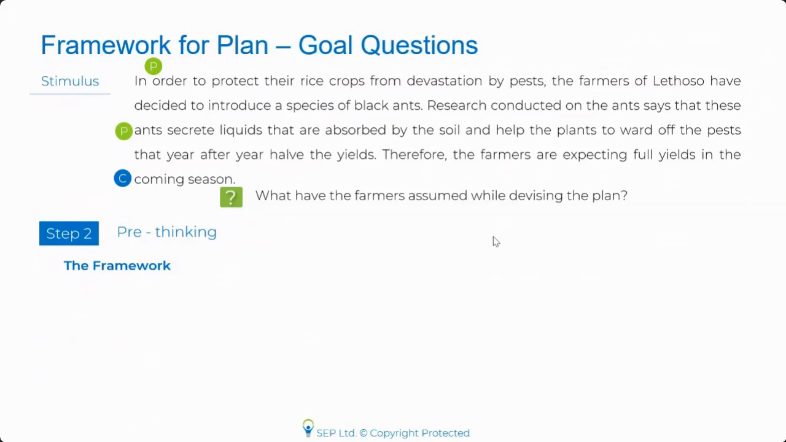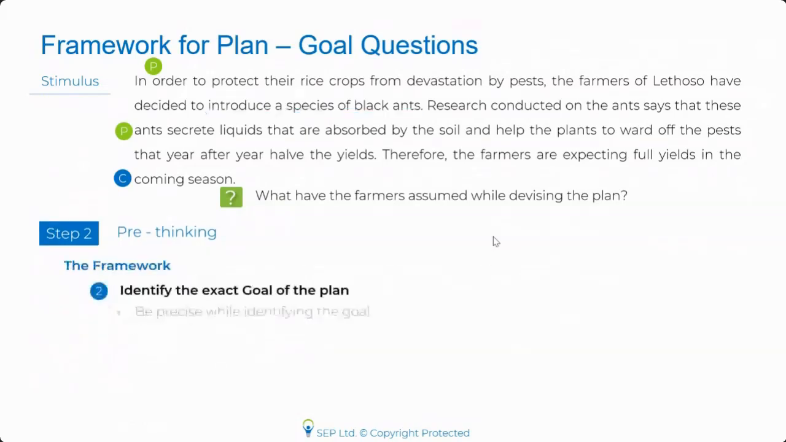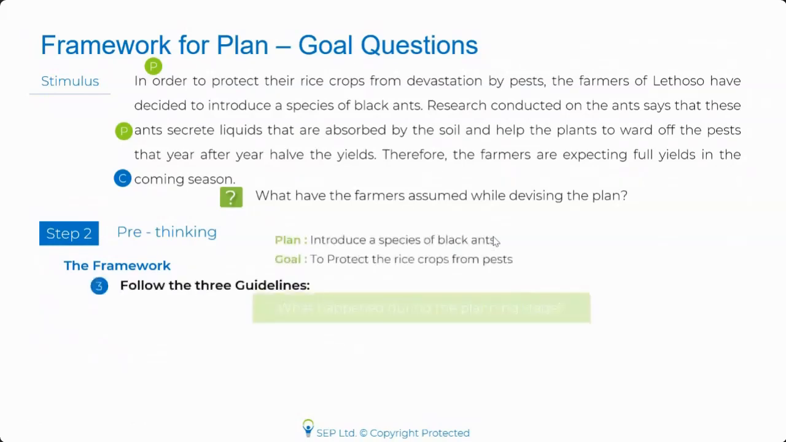Sometimes we make assumptions. The goal is very precisely here to protect rice crops from destruction. The goal is not to increase the profits. The goal is not to cut costs. The goal is nothing else but to protect crops from devastation. So be very precise about the goal. The goal here is to protect rice crops from pests. All right. Now, the third portion is very important.